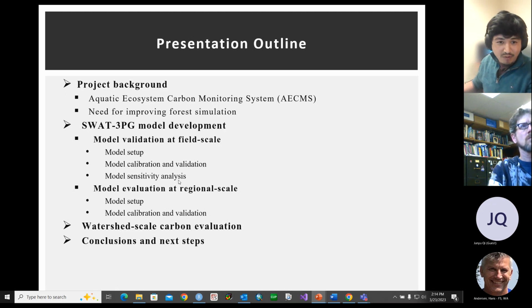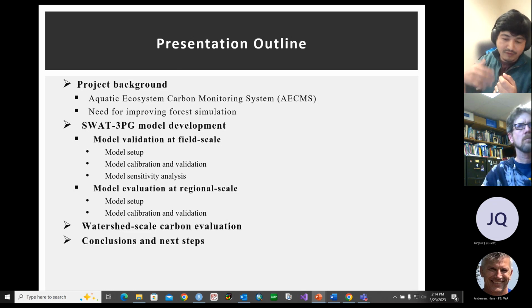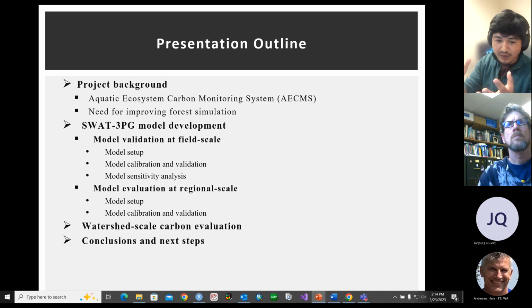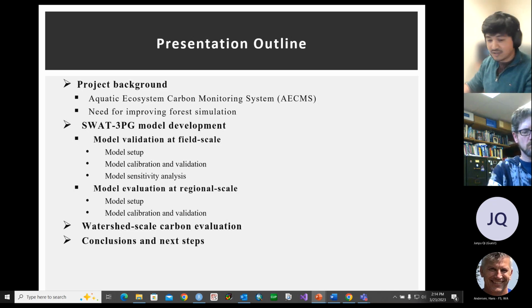For my outline today, I'm going to briefly talk about our overall project again, and I'll also talk about why we need to improve this forest simulation. After that, I'll talk briefly about the module development process, how we developed this new forest simulation module, and how we validated that at the field scale, and then how we did a preliminary evaluation at a regional scale, before we apply it to our watershed of interest, which is the upper Mississippi River Basin. And then I'll briefly touch on the conclusion and the next steps as well.